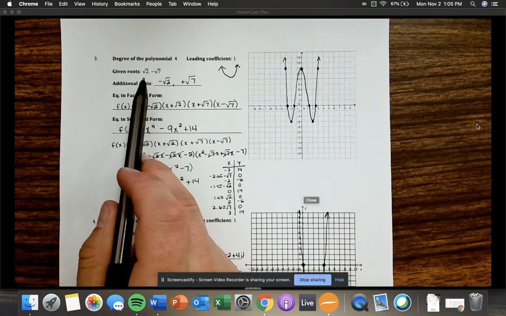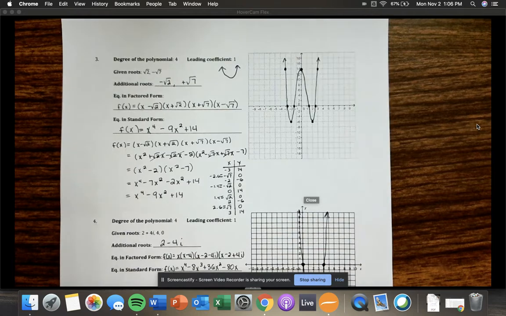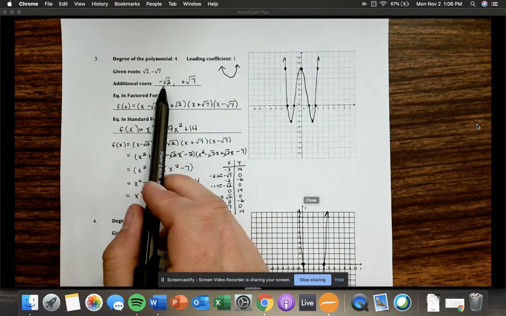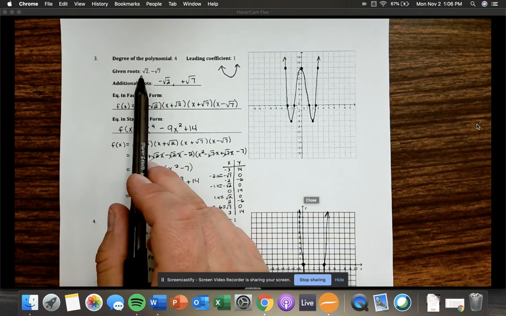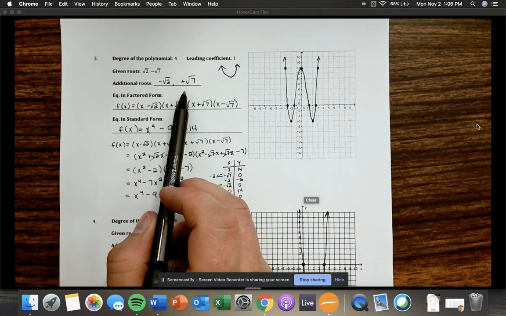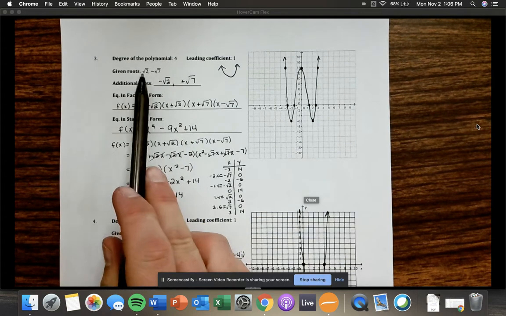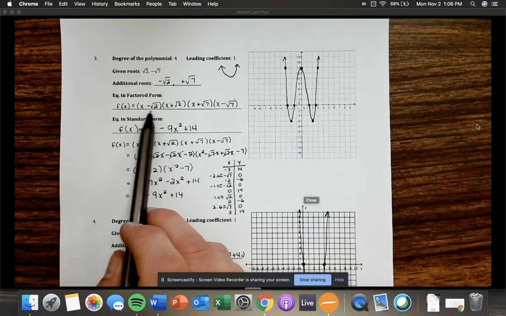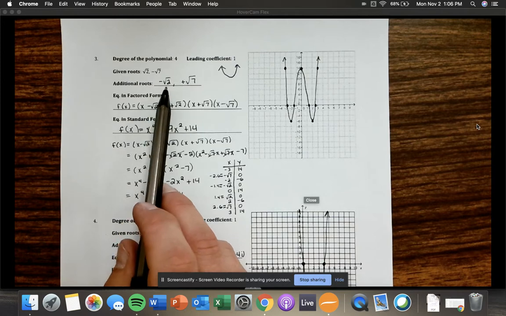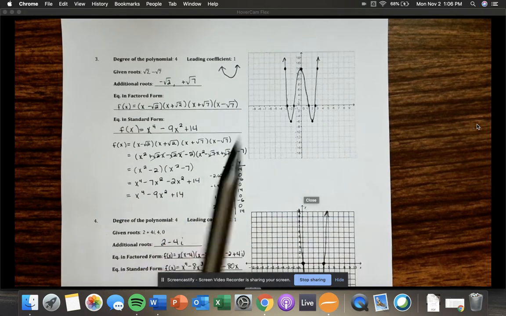The roots given are the square root of 2 and the negative square root of 7. And if we remember, whenever we have irrational roots, we also are going to have the opposite of them. Right? So if we have the square root of 2, we're going to have negative square root of 2. And if we have negative square root 7, we're also going to have positive square root 7. So when we write the equation in factored form, we have to incorporate all of those different roots. Right? So this positive square root 2 gives us the factor x minus square root 2. And then this negative square root 2 gives us x plus square root 2. Same with the x plus square root 7 and x minus square root 7.